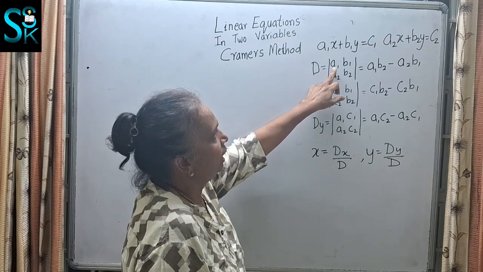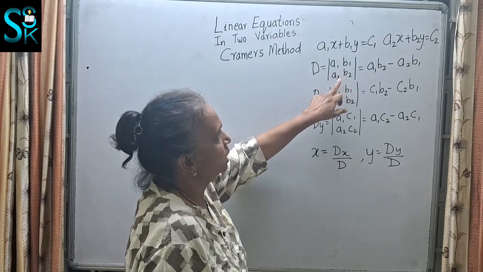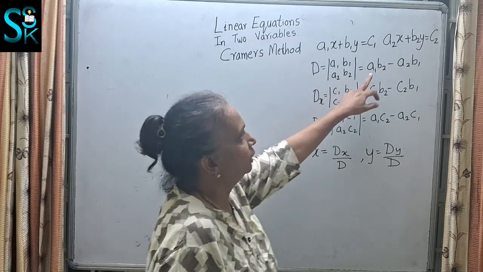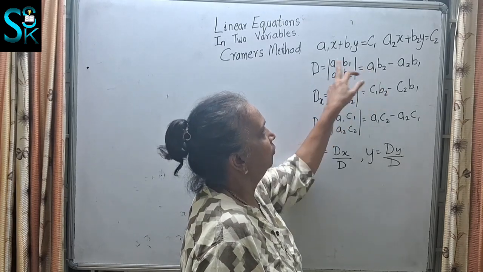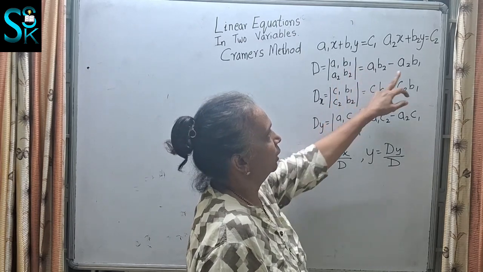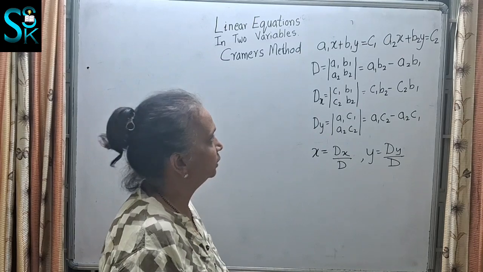We write a1 b1 of the first equation and a2 b2 of the second equation, and the determinant d is equal to nothing but a1 into b2 minus a2 into b1. Okay, just like the determinants.